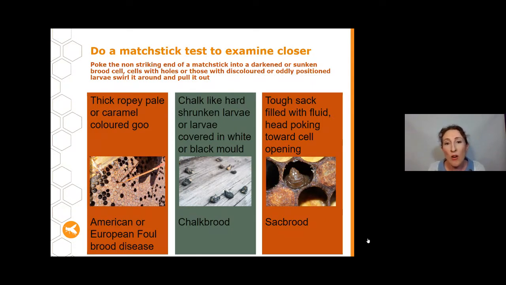So they might be chalk-like or hard, shrunken larvae, or right through to a black mould colour. And that's a sign of chalkbrood. You might have sacbrood.